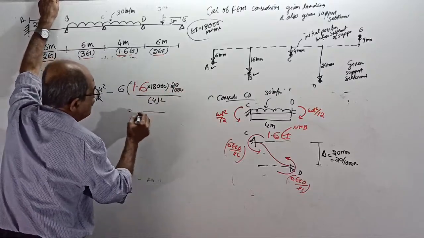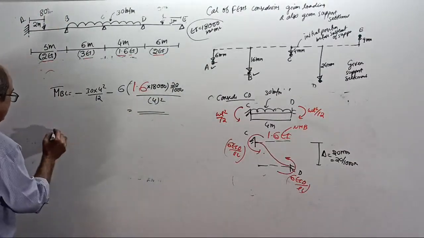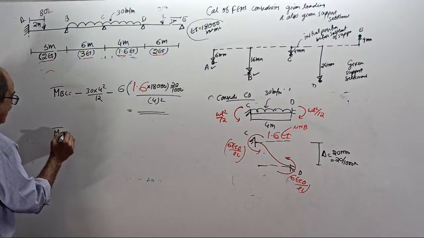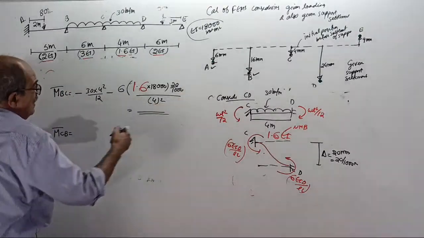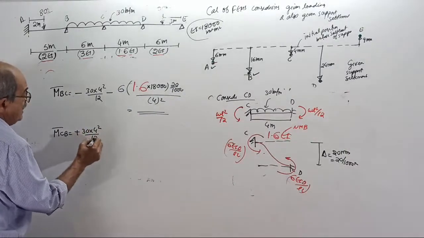Don't give the answer, I am not writing. Why should you waste the time? Okay, some answer. M bar CB. M bar CB is clockwise plus 30 into 4 square by 12.